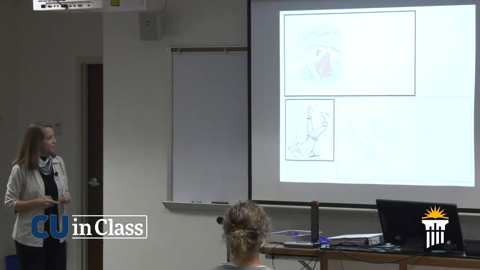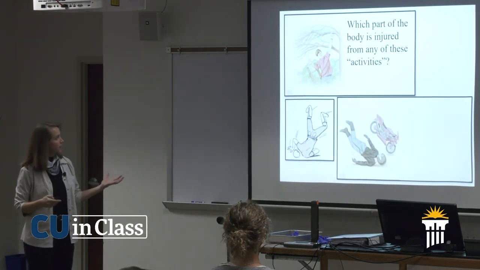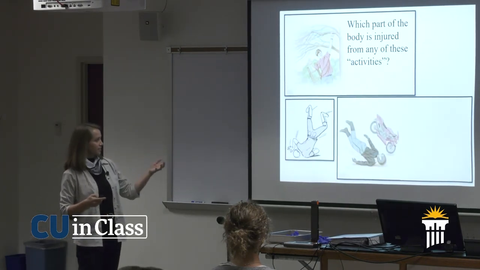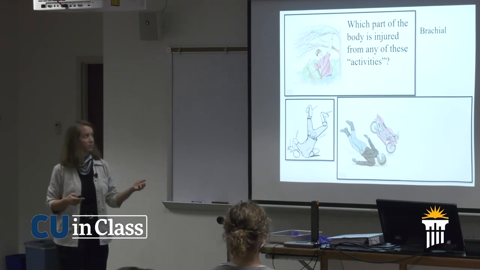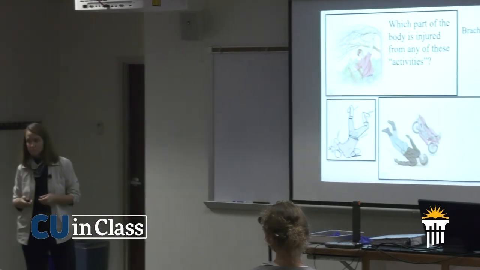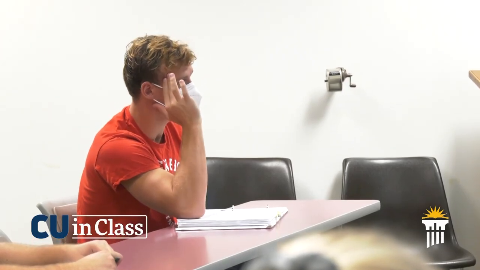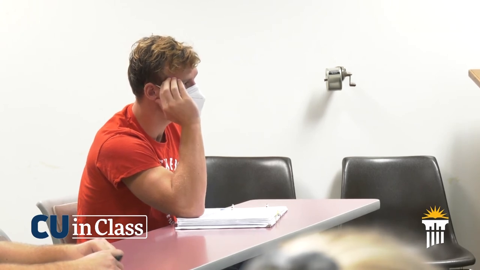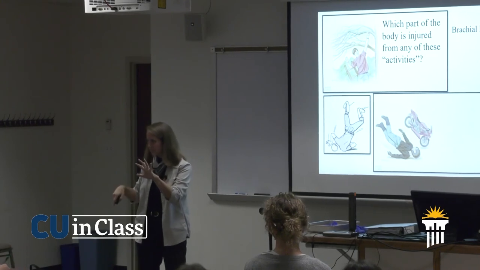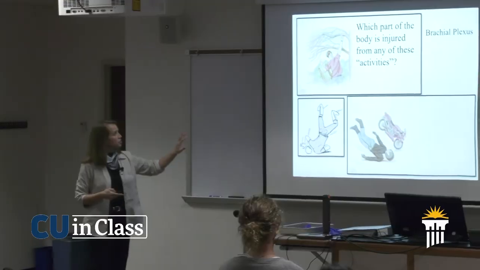So take a look at these injuries. The question is, which body part is injured from any of these activities? And the answer is your brachial plexus. Question? Just to clarify, you know what? That's a good question. I've only seen it in terms of the brachial plexus, but it wouldn't surprise me if it applies to the others. Yeah, great question. So these are brachial plexus injuries. Sometimes the injury is just categorized as that. And in each one of these, you can see where the injuries are, so maybe they're here at the rootlet versus out here at one of the other divisions. These are significant injuries. You'll see them.